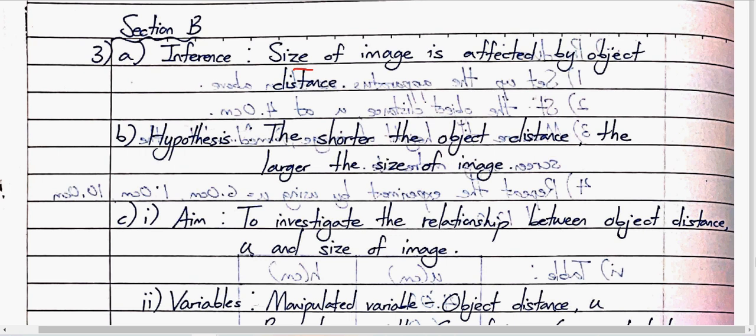Another answer: size of image affected. This word can also be used. Affected by the object distance. This one is also correct. Okay. Can you understand? Okay, next. So the hypothesis.